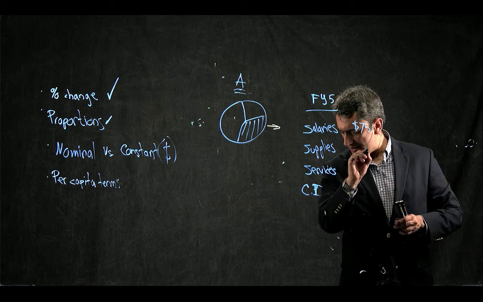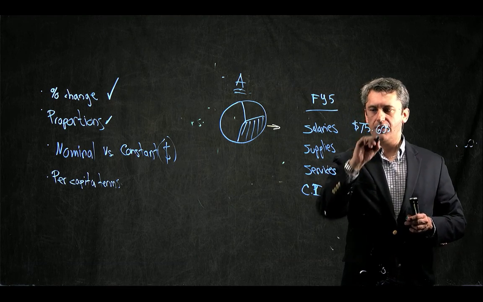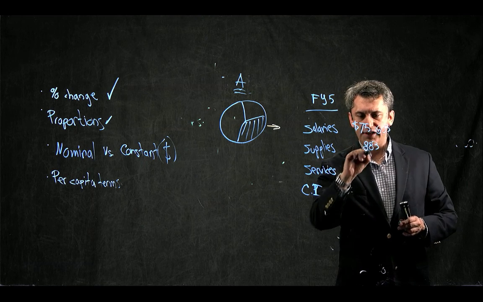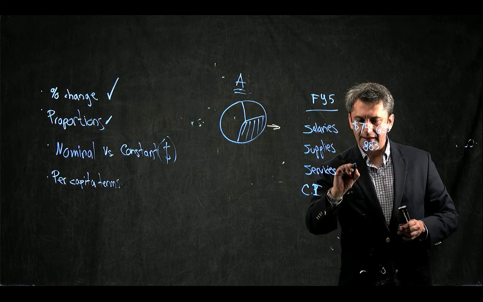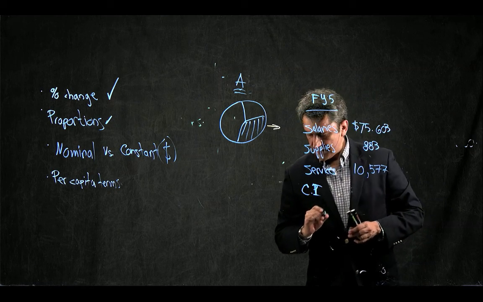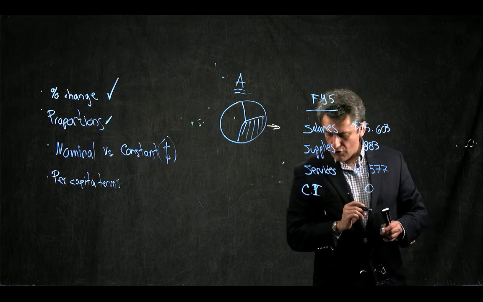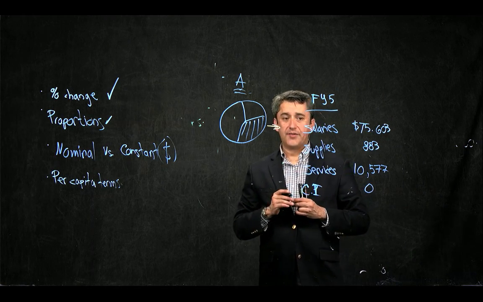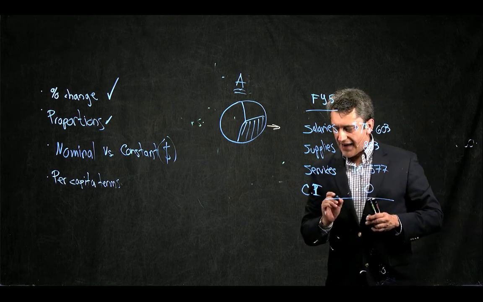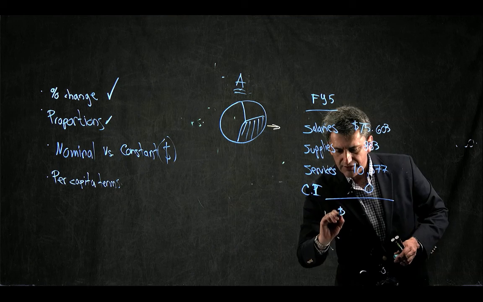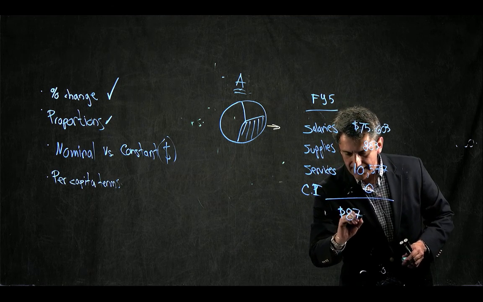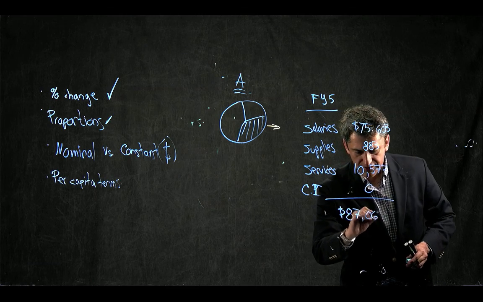So we're going to have $75,603 for salaries. We're going to have $883 in supplies, $10,577 in services, and in this particular fiscal year, we don't have any expenditures recorded for capital improvements. If we add these 4 line items, we are going to have that total expenditures in this particular fiscal year are going to be $87,063.